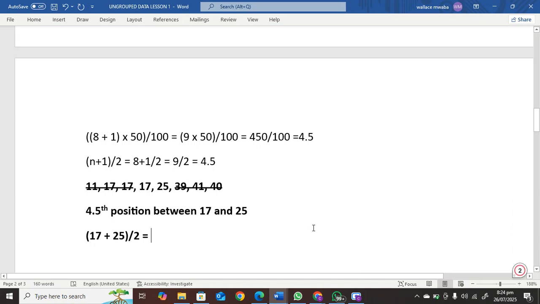Yes, 17 plus 25 divided by 2. 21. Okay. That is our median. Any questions?